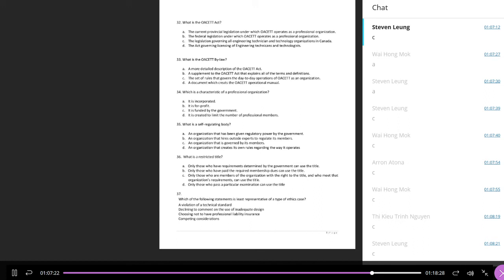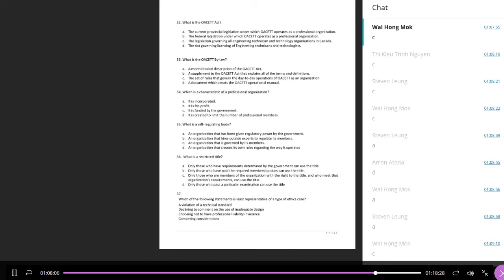Number 34, what is a characteristic of a professional organization? Yes, it's incorporated. Number 35, what is a self-regulating body? C is correct, an organization governed by its members. 36, what is a restricted title? That's right, 36, C is the correct answer.